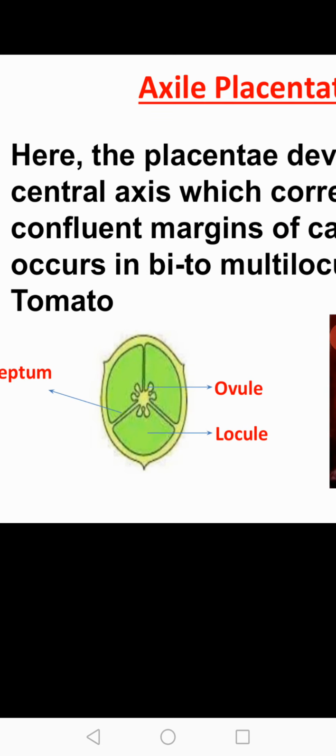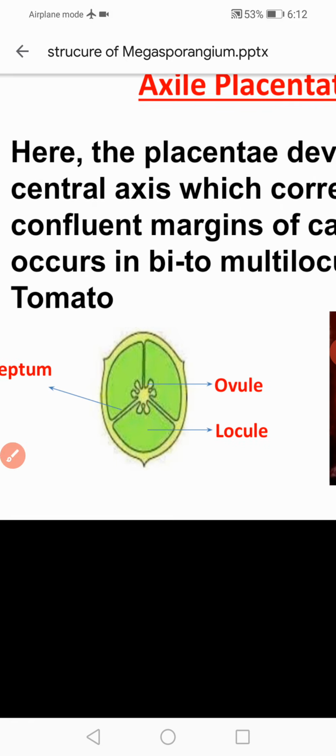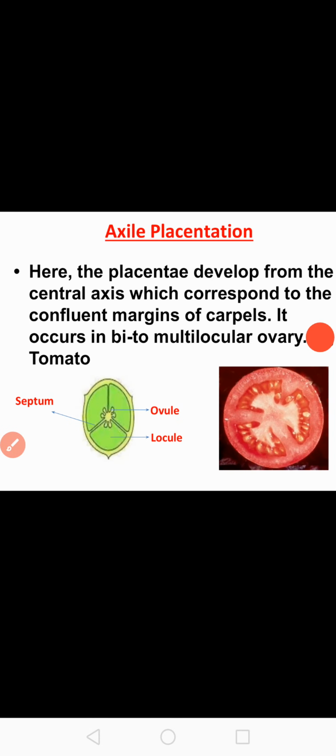So this is the type of axial placentation. Here you can see the central axis. From this central axis the placenta develops, and from the placenta the ovules arise, and here the ovary becomes multilocular due to the presence of septa. Septa is nothing but the cross walls present within the ovary. So this is the type of axial placentation.